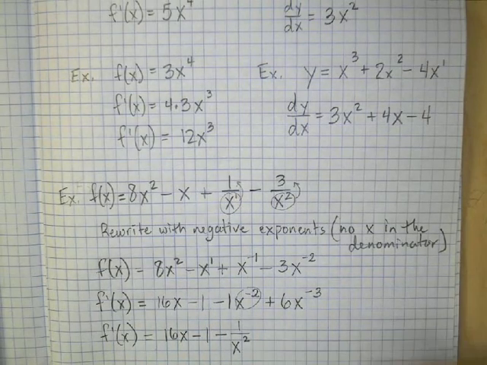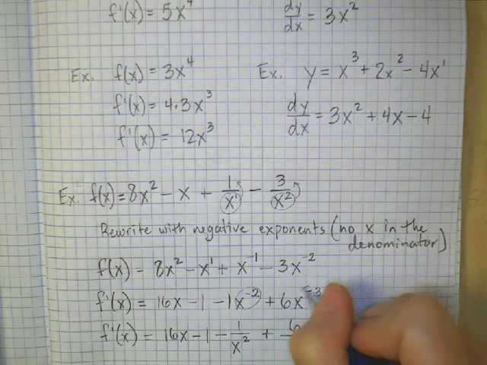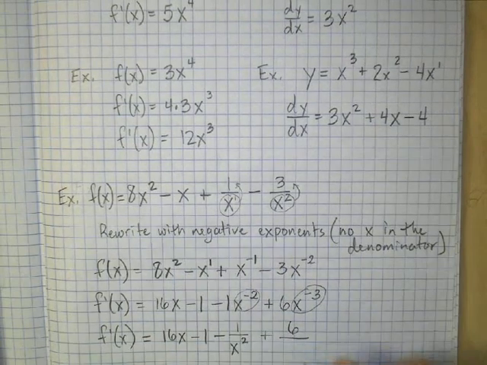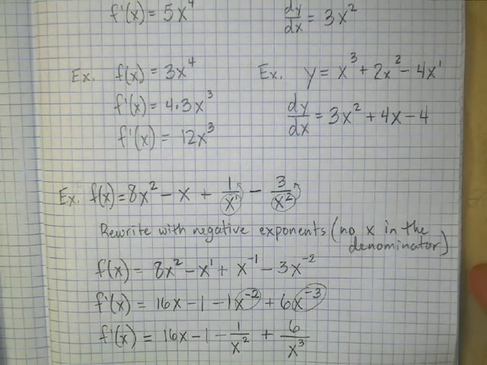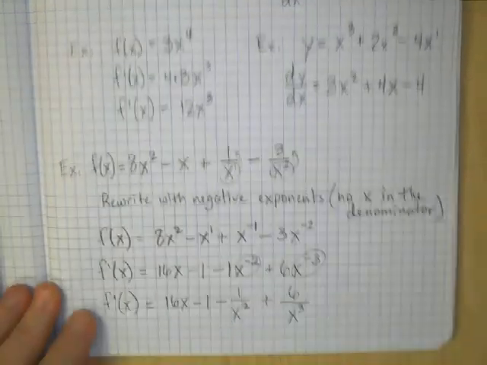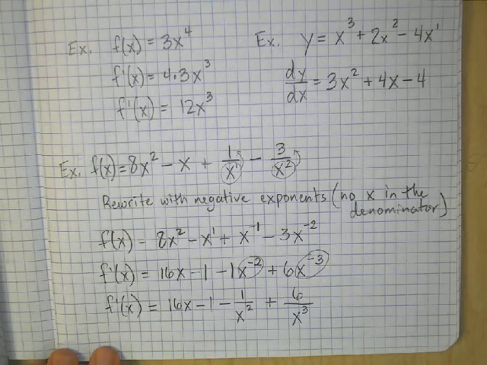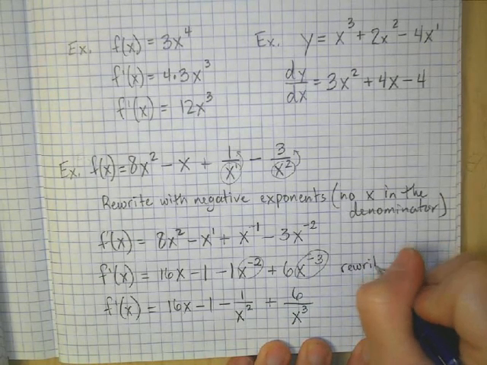And then the next one, plus 6 over, notice I'm only moving the factor that has the negative exponent. So that would become x cubed. So there it is with, can you see that off the bottom? There it is rewritten with positive exponents. Okay, so then we rewrite with positive exponents.